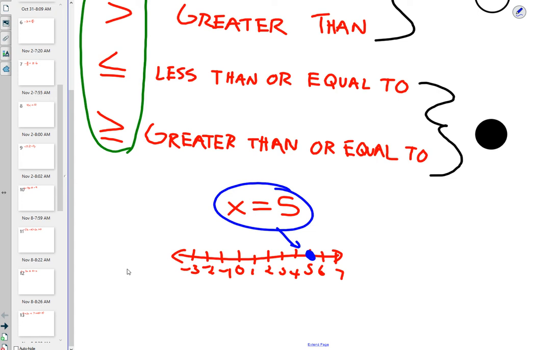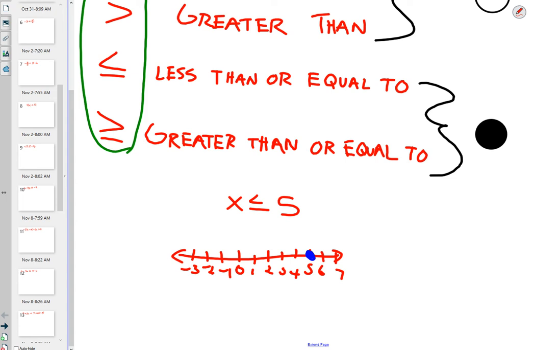Okay, but with an inequality, there's a little bit more value to be gained because let's say, for instance, instead of saying equal to, let's say I were to say x is less than or equal to 5. How many numbers are either less than or equal to the number 5? How many numbers are less than or equal to 5? An infinite amount. Yeah, that's what the arrow means. Numbers go forever in two directions. So there's an infinite amount.